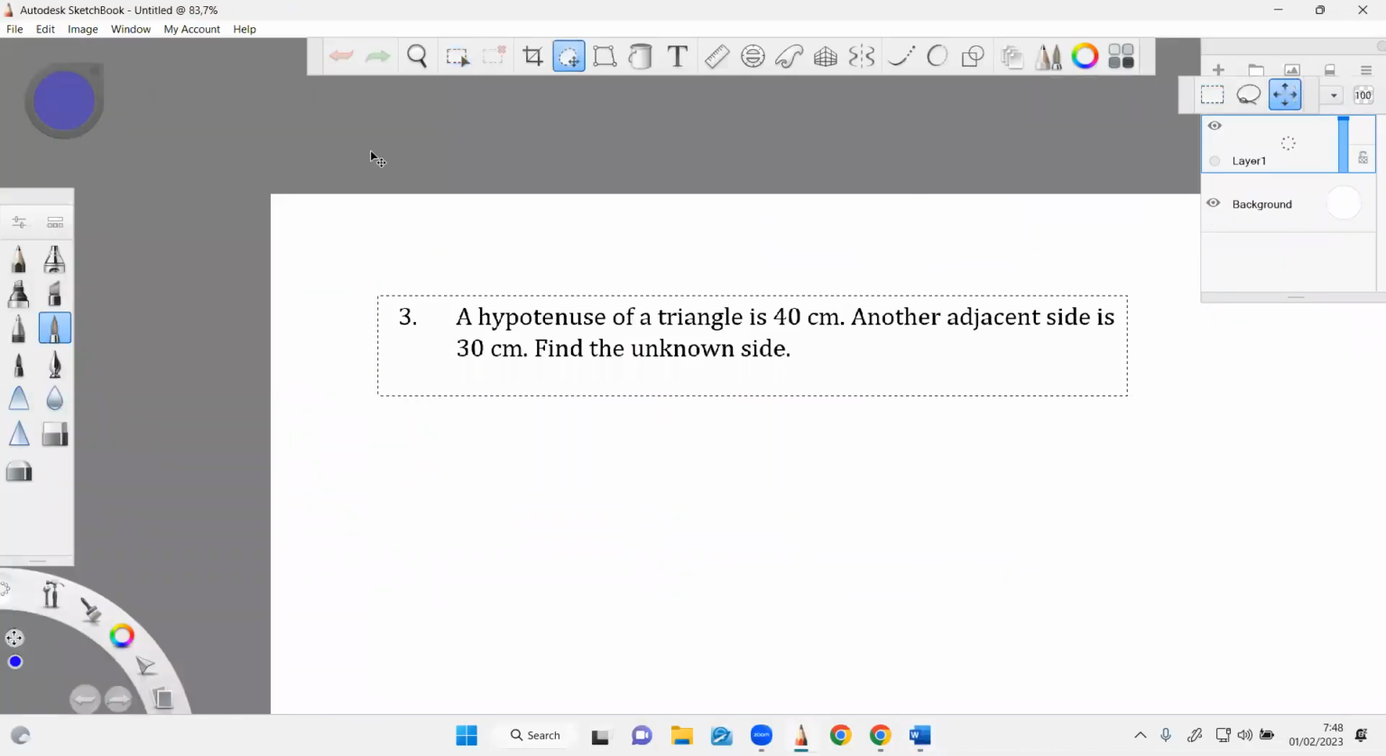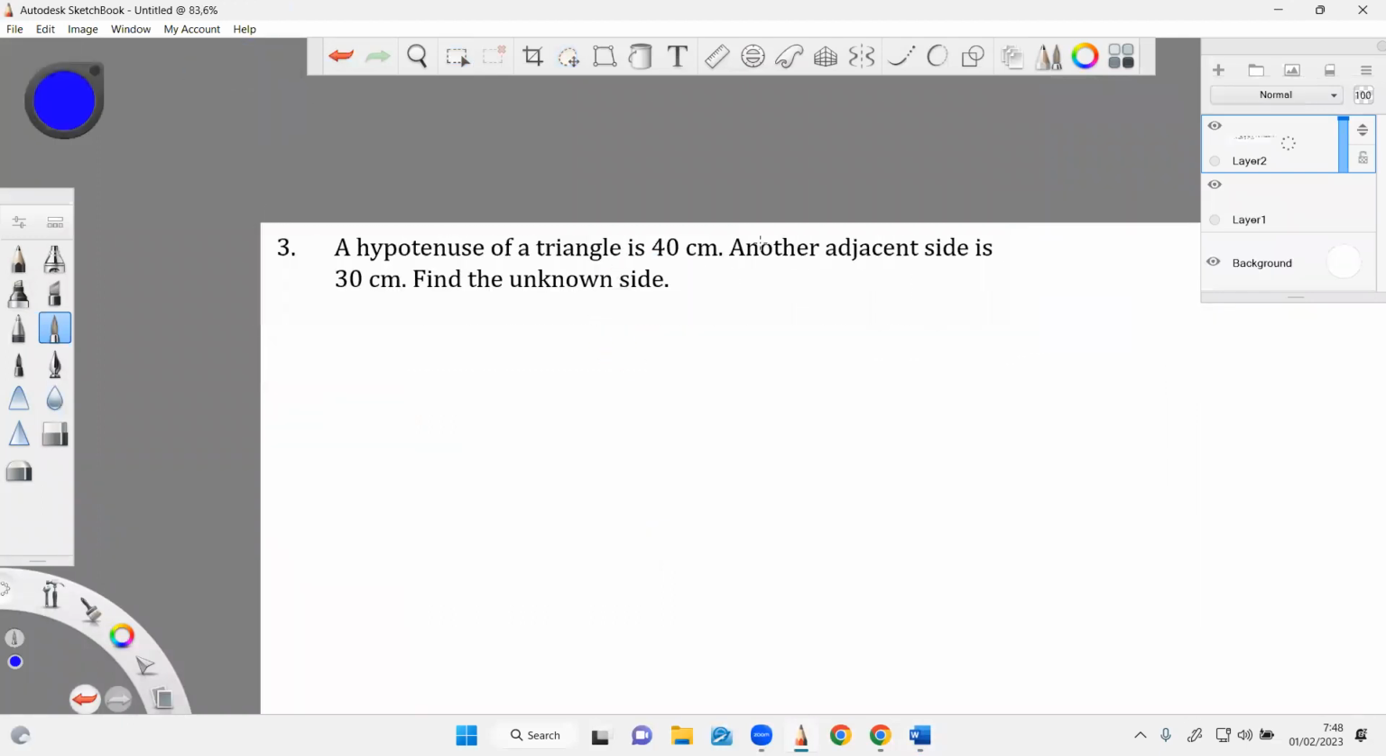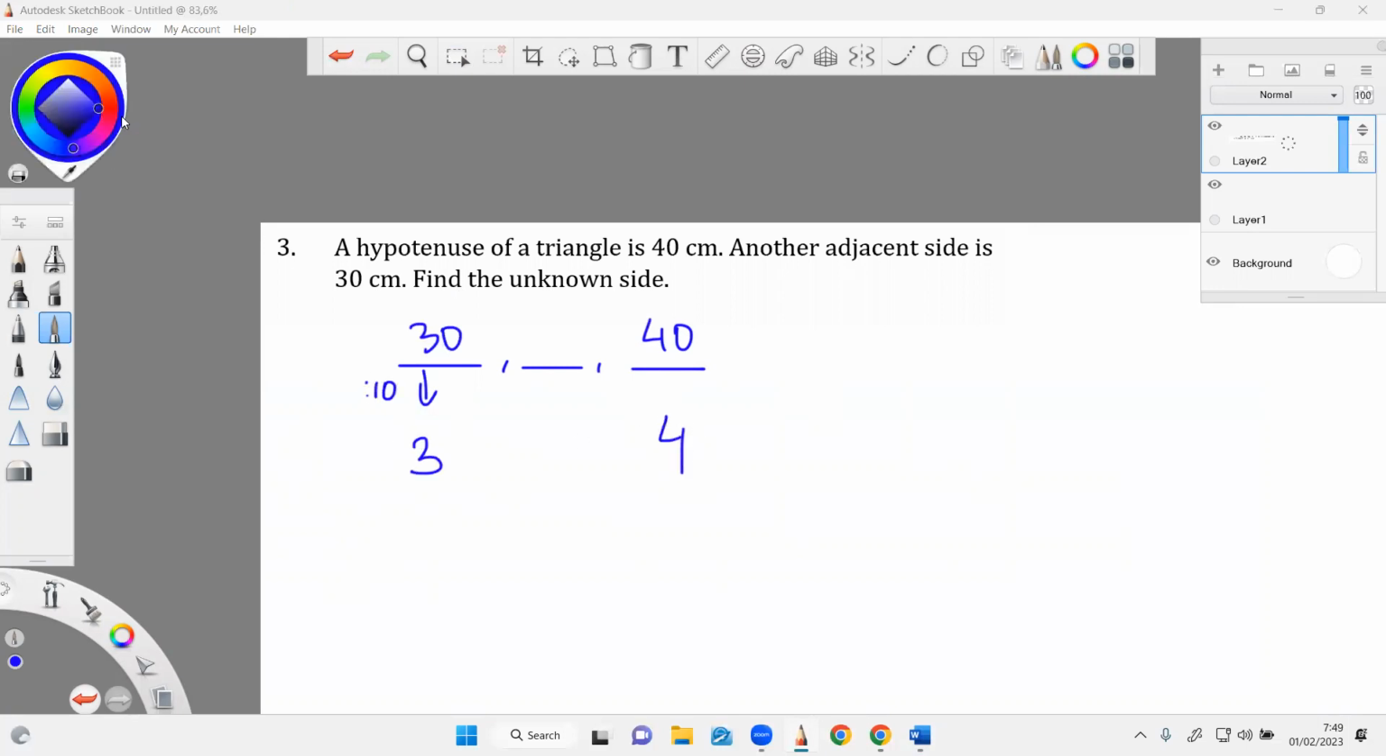How do you do this? The hypotenuse of a triangle is 40, so 40 is on the right side. And another adjacent side is 30. If you simplify, what is the answer? You divide by 10, you get 3, 4, and what is the triple? 5. That's wrong.